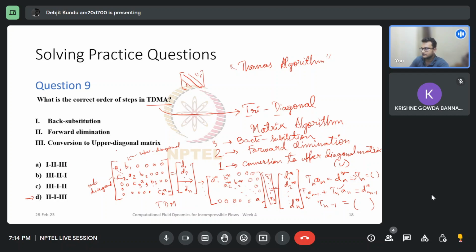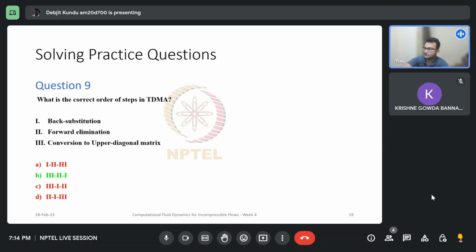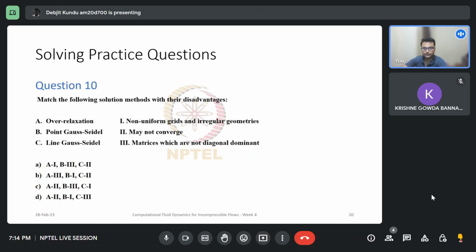So if we come to this, our first step would be conversion to upper diagonal matrix, then forward elimination, then backward substitution. So our correct order of steps would be 3, 2, 1. If we look at the solution, it is indeed option B, 3, 2, 1. Okay, any questions on this? All right. If there are no questions, we'll move on to the last question of today's session.